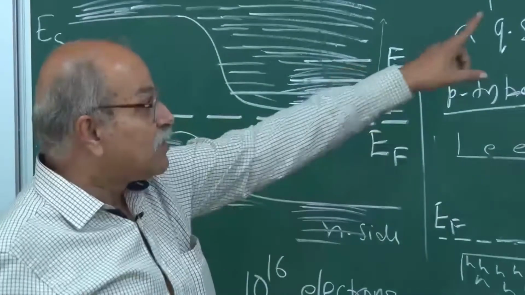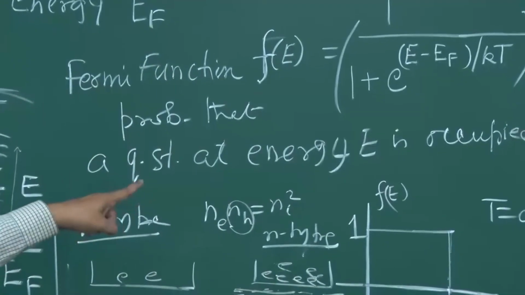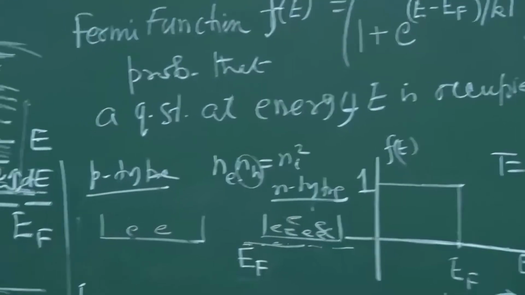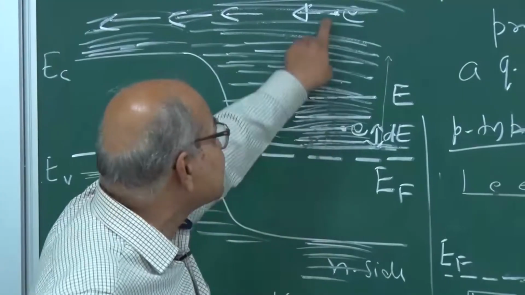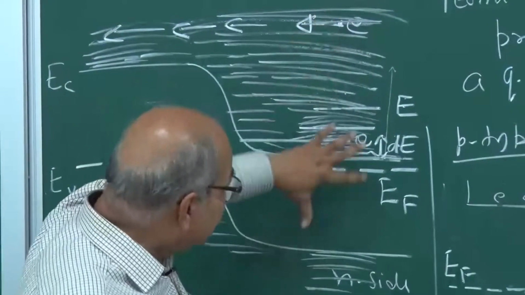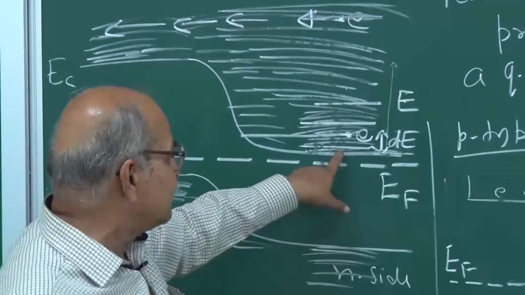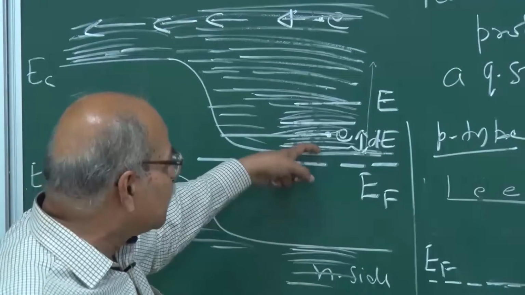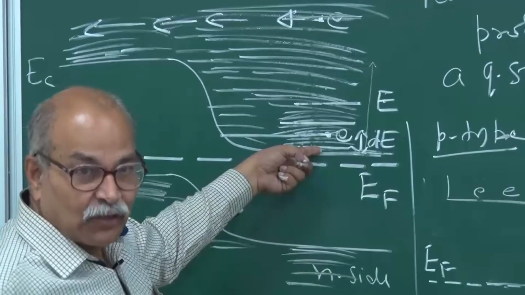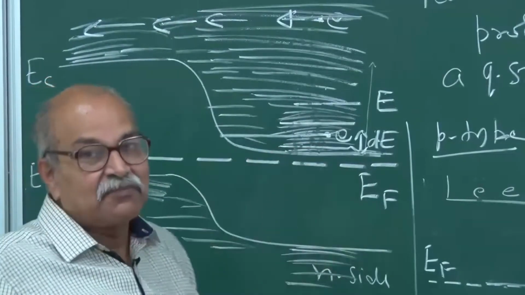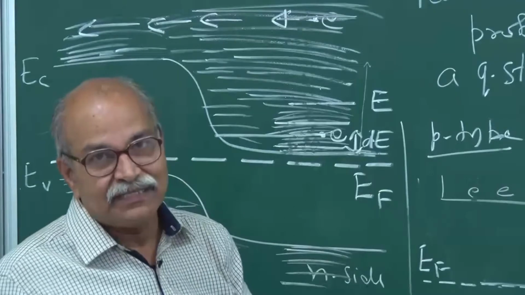This probability is needed, yes, but something else is also needed: how many quantum states are available here. The quantum states are not uniformly spaced. You have a distribution of quantum states. The probability at the bottom of the conduction band is largest, but the number of quantum states there is smallest. Although the probability is very high, the number of quantum states in this dE is very small, so the number of electrons will be very small.